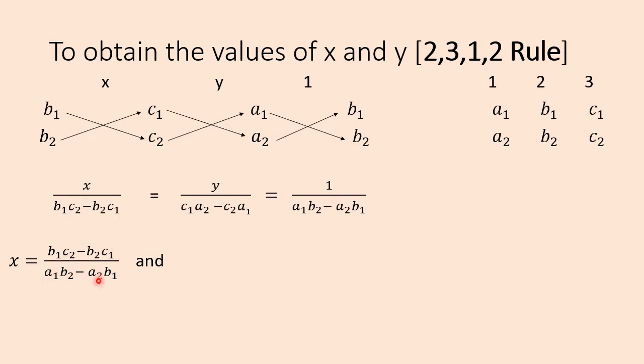Same way, by comparing the second and third members of this equation on cross multiplication method, we are getting y equal to c1 a2 minus c2 a1 upon a1 b2 minus a2 b1. So by cross multiplication, you are getting the values of x and y. Please learn the formula by heart and don't forget to draw the diagram whenever you are using the cross multiplication method.